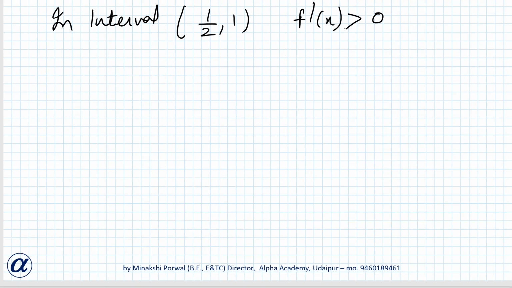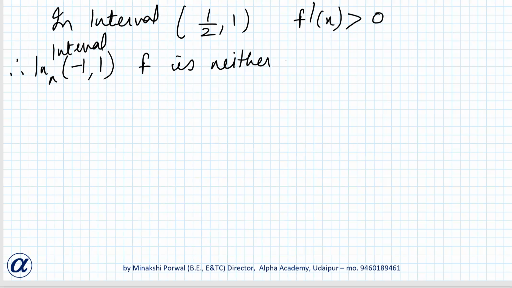So in one interval, the interval -1 to 1 itself, in one part it is increasing, in one part it is decreasing. So f is neither strictly increasing nor strictly decreasing in interval -1 to 1. Therefore in interval -1 to 1, f is neither increasing nor decreasing.